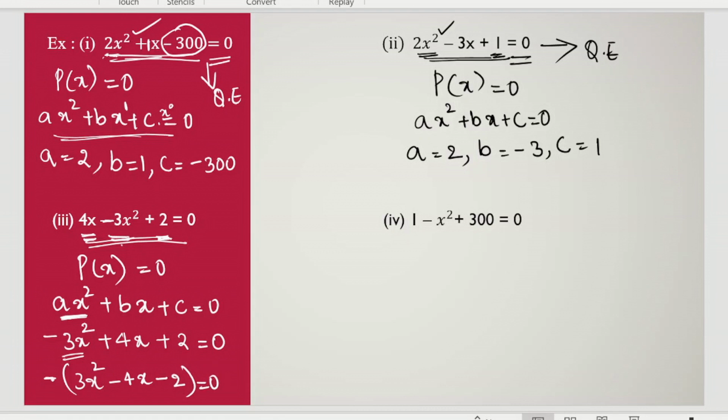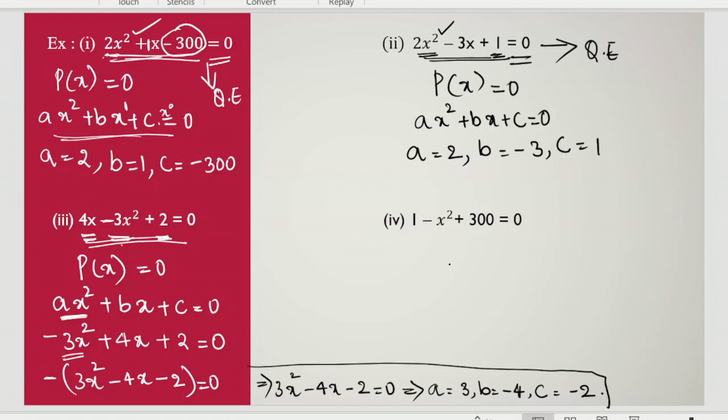Then next we will send minus to the RHS. So the equation becomes 3x square minus 4x minus 2 is equal to 0. So this is the equation which we required. From here, let us compare it with the general form. You will get a is equal to 3, b is equal to minus 4, and c is equal to minus 2. Okay, clear? Now let us see the next example.